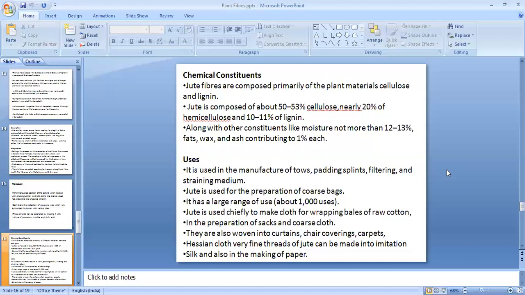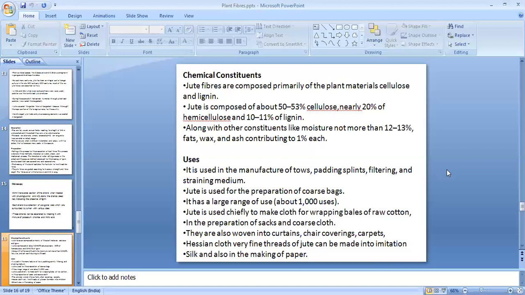And this jute is used in the preparation of coarse wax, and it has a wide range of uses. It is used to make the cloth for wrapping the bales of raw cotton, and it is used for the preparation of sacks and coarse cloth. And also they are used to weave curtains, chair coverings and carpets.